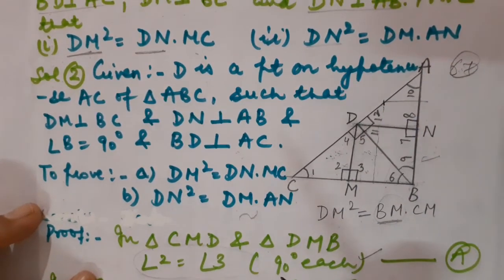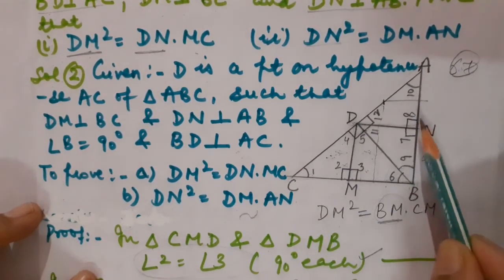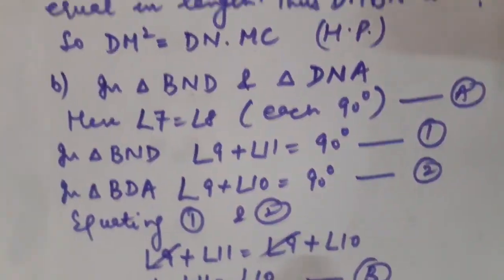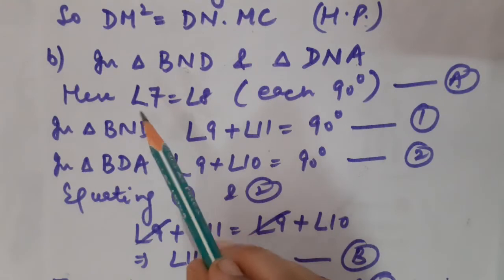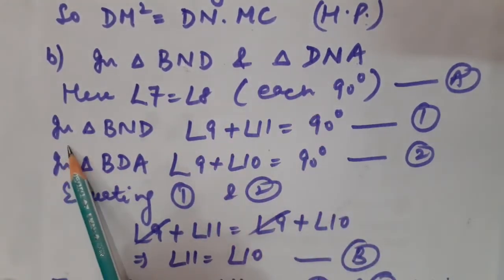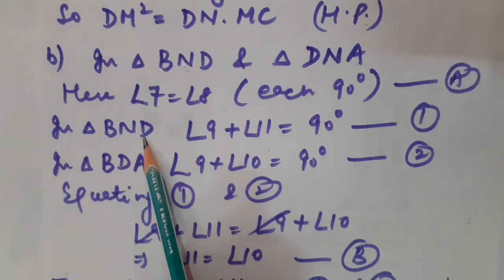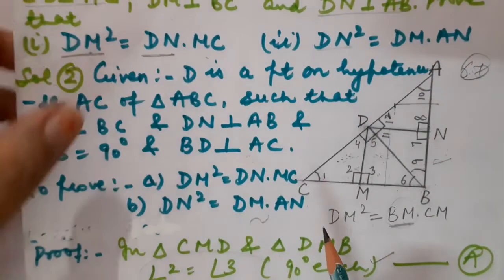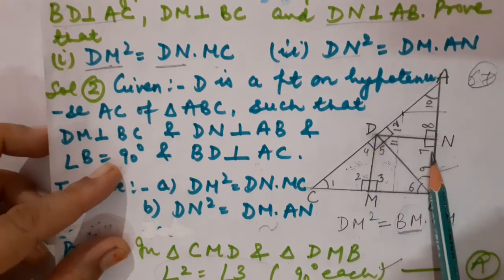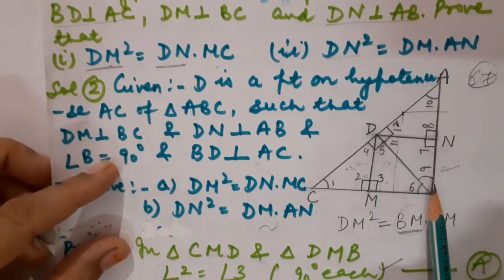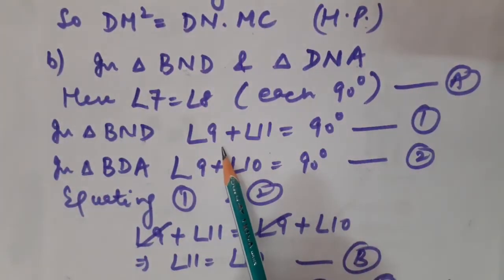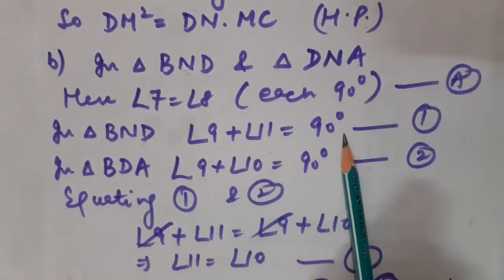The same concept we have to apply. Angle 7 is equal to angle 8. Why? Both are of 90 degrees. See? Angle 7 is equal to angle 8. Both are of 90 degrees. Okay. Now in triangle BND, this is BND, leaving angle 7, I am writing angle 9 plus angle 11 is of 90 degrees. Angle 9 plus angle 11 is of 90 degrees.